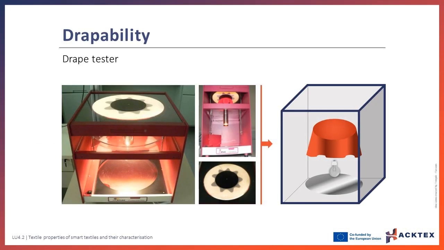The drapability is determined with the drape tester. In this test, a circular fabric is placed horizontally on the top of a metal disc smaller than the fabric. Just below the center of the circular specimen, a light bulb projects a beam of light that is reflected upwards under specific conditions. Then, the projected shadow is determined.